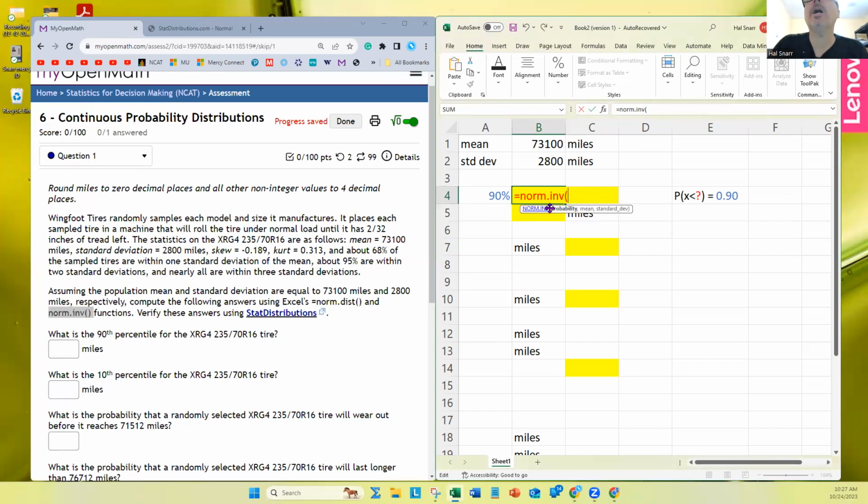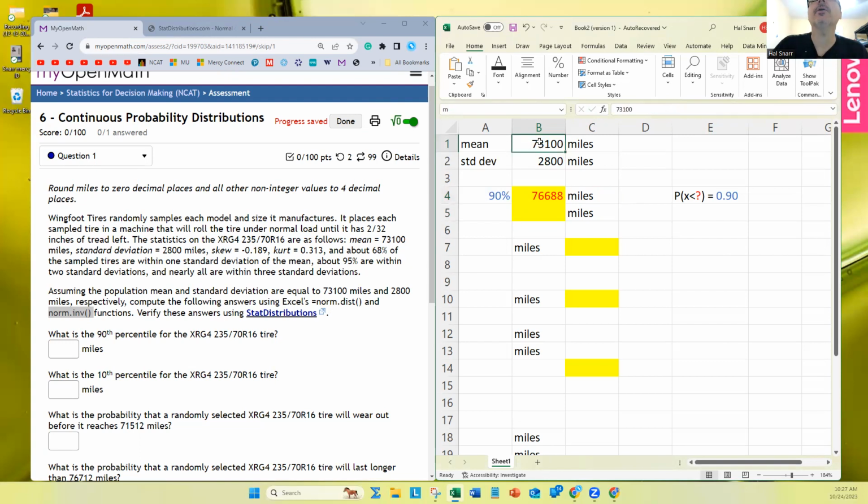And norm.inverse wants the probability value fed in. And the probability value is 0.9 or 90%, right? And then I need the mean, which is in cell B1. And I need the standard deviation, which is in cell B2. And then I can just hit enter after I close the parentheses. And I get 76,688 miles.